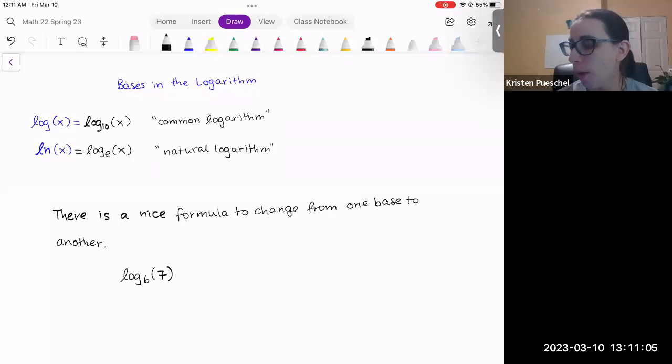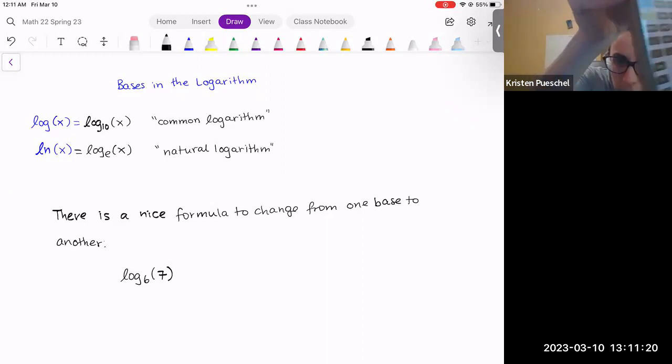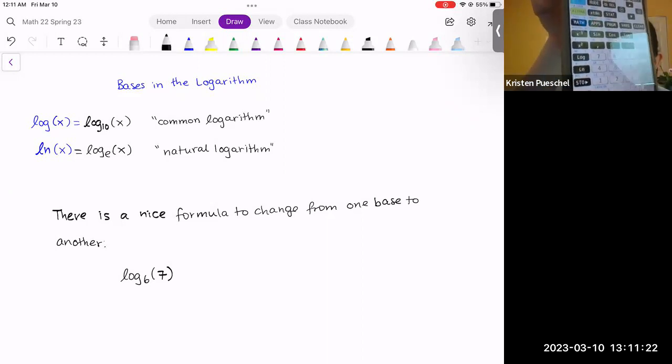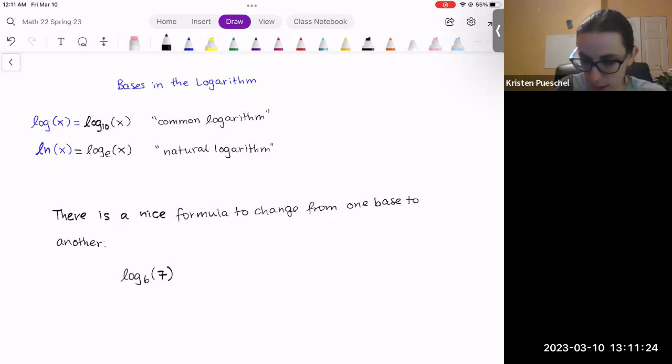All right. When we actually go to use the calculator, there are two bases that you're going to commonly work with. So the first one is called the common logarithm. If you're looking at a calculator, you might see a log button with no base written. This is called the common logarithm, and if nothing is written, we just assume the base is equal to 10.